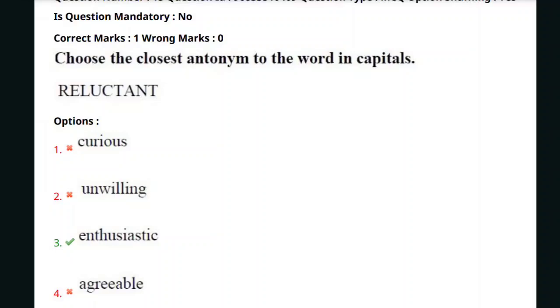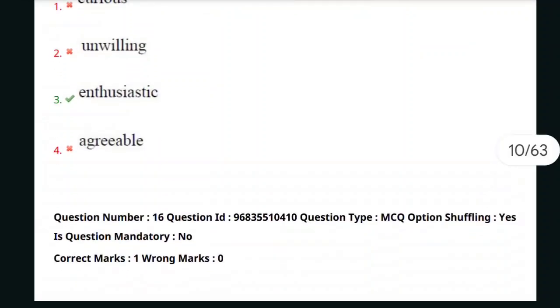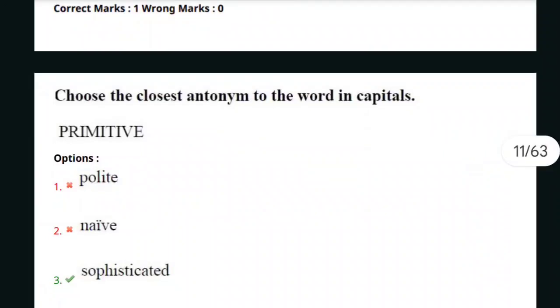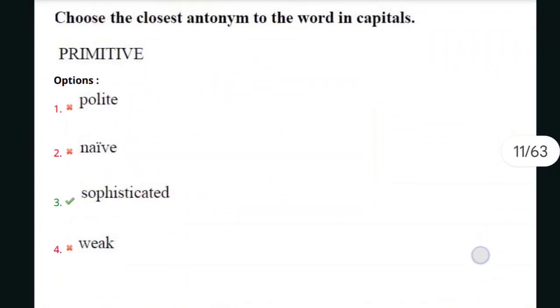Enthusiastic is nothing but showing intense, eager enjoyment towards something, showing so much interest towards something, and that is called enthusiastic. So the correct antonym to the word reluctant is enthusiastic. So the third option is correct. Let's move to another question. Again the question is on antonyms.